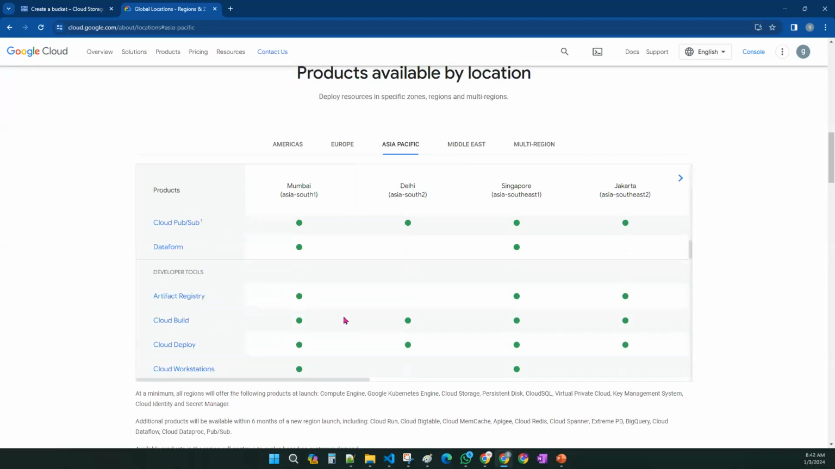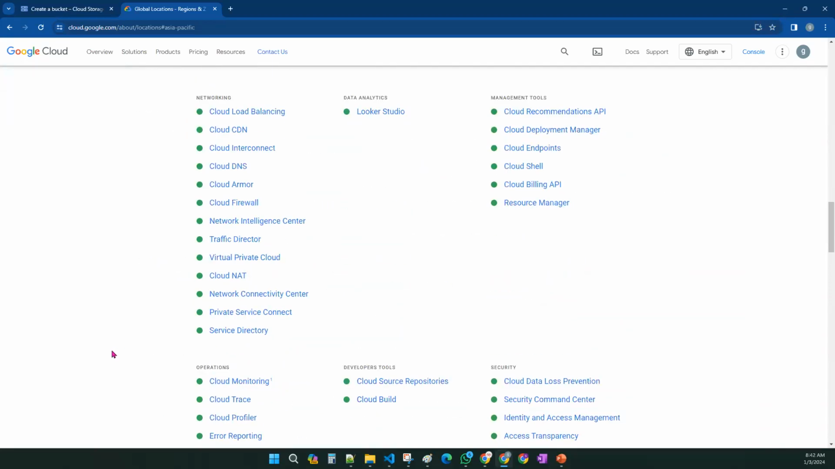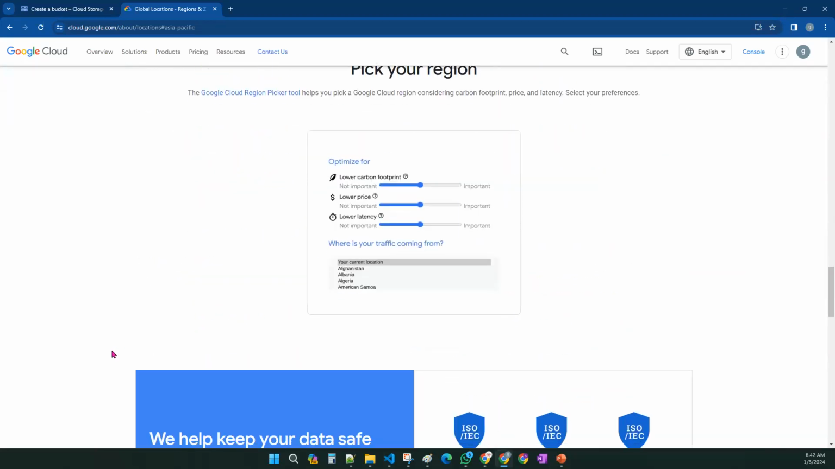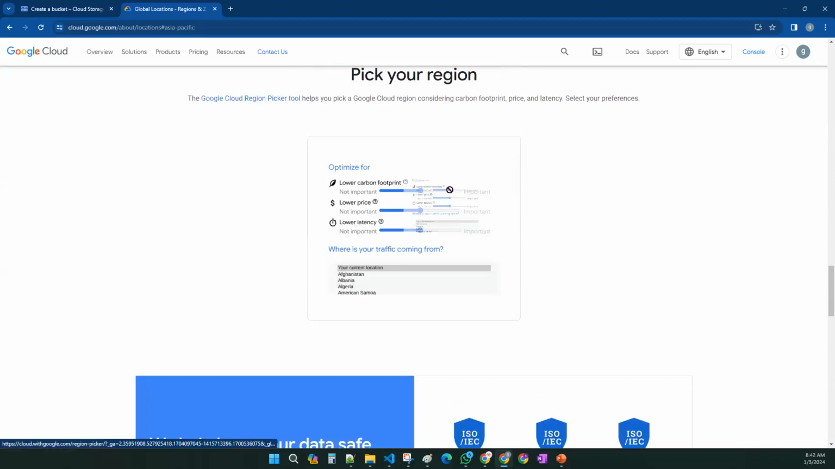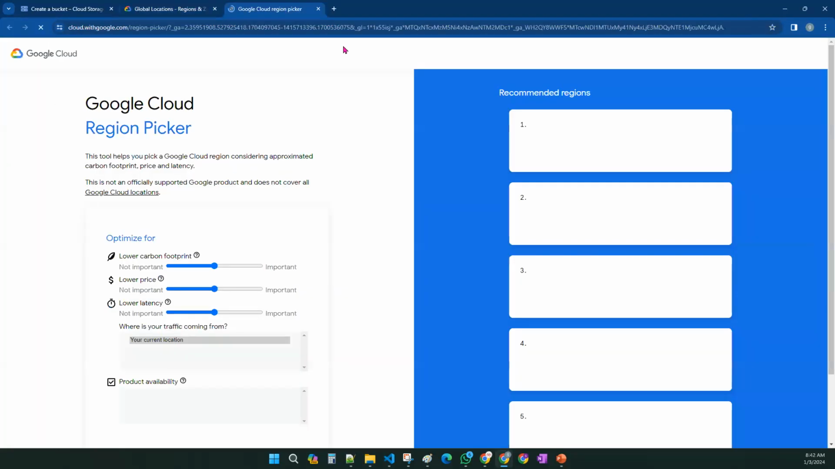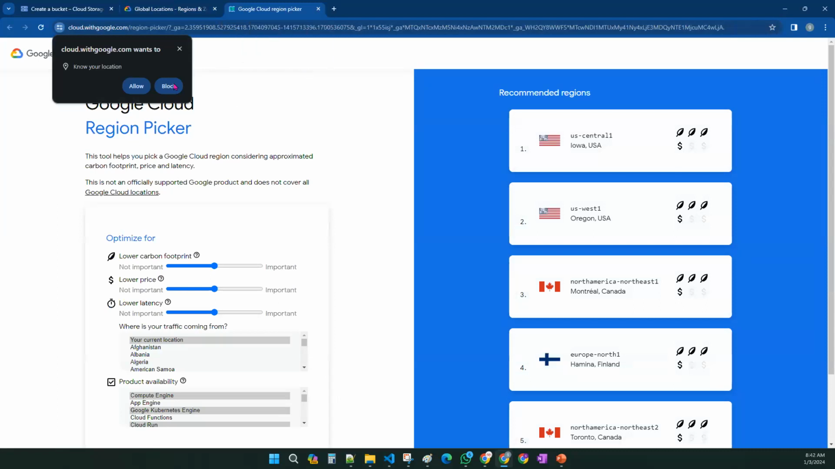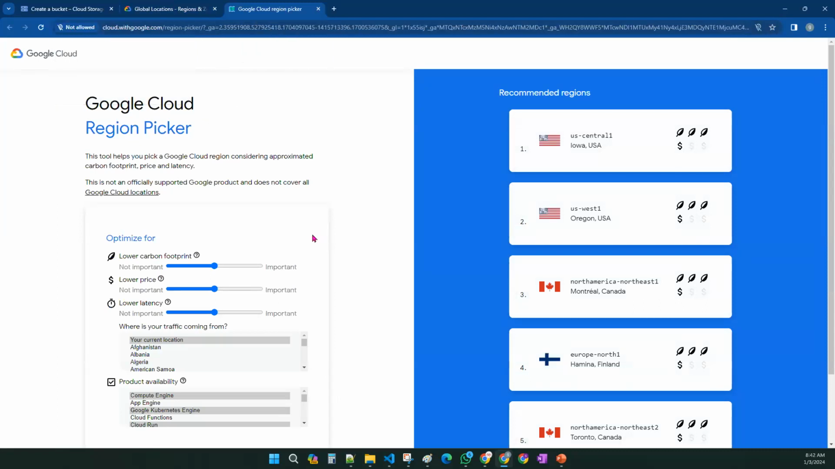So this is what we can look at. This is also very important for us. When you are deploying your application, you want to deploy it with a low carbon footprint, lower price and lower latency.